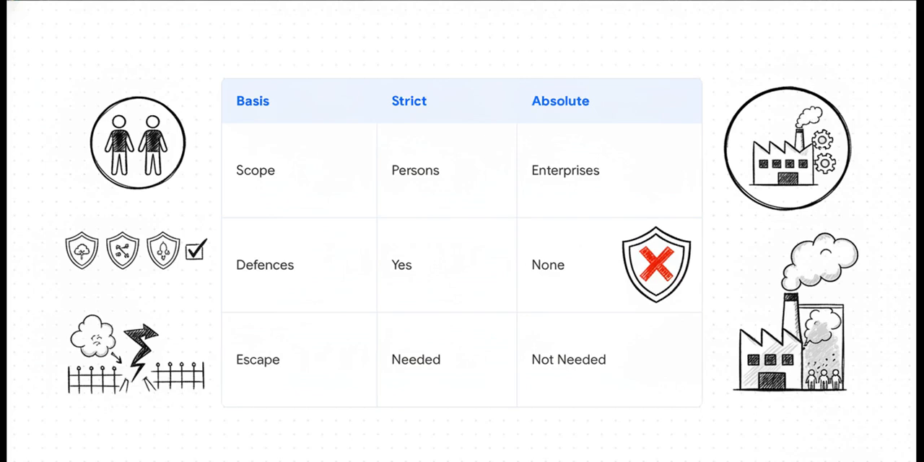You are guilty. Also, notice the escape row. In strict liability, the dangerous element had to literally escape the premises. In absolute liability, escape isn't even necessary. Harm to the workers right inside the premises triggers full liability.